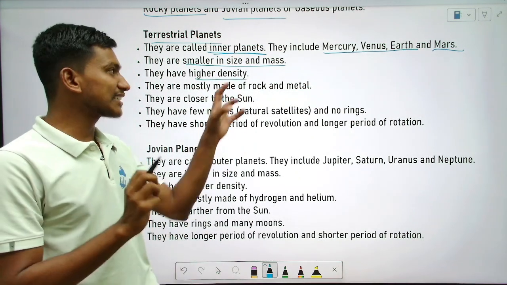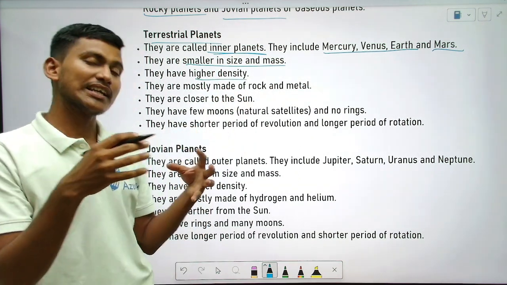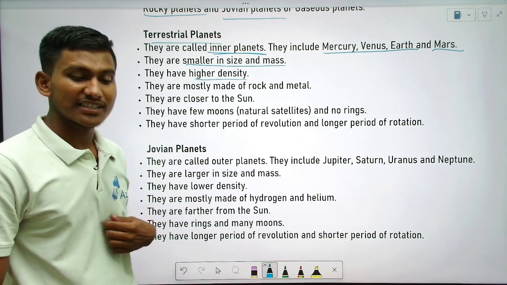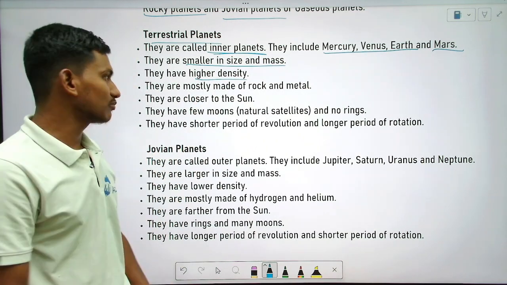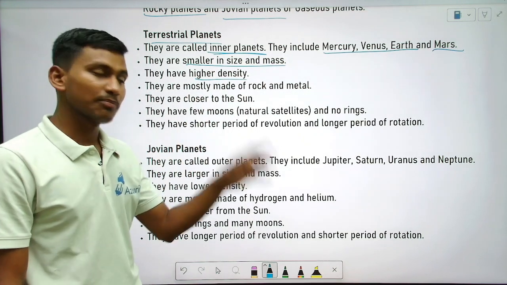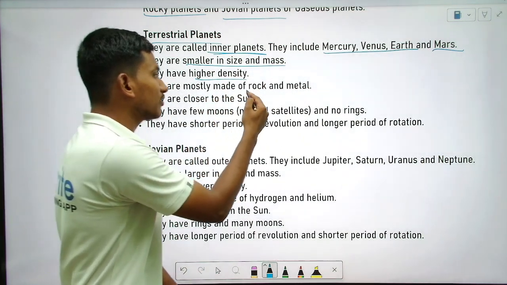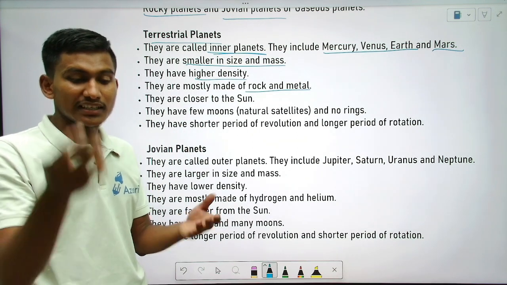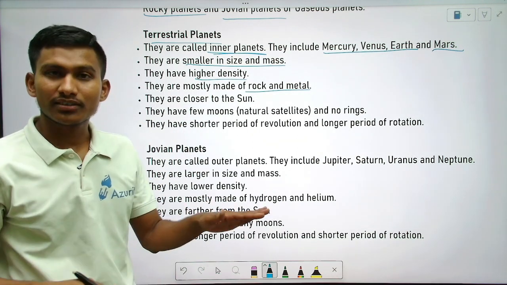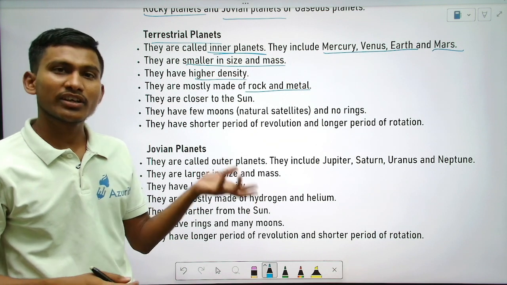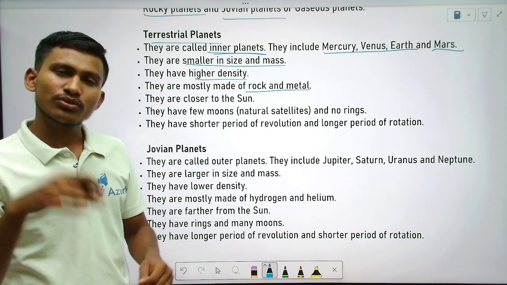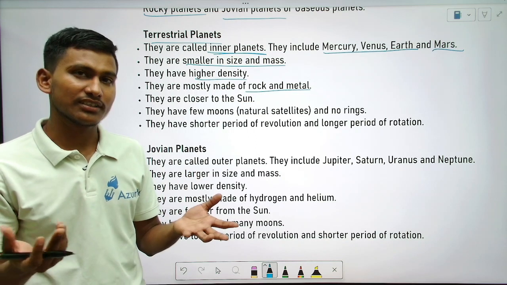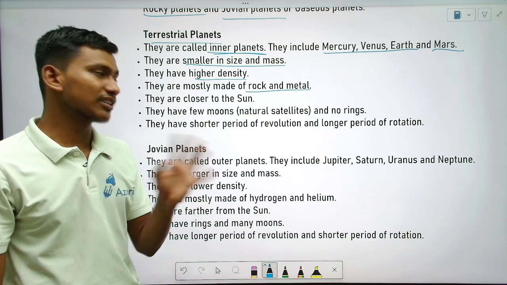Higher density means the packing of the material is a little higher. Compared to size, the weight is a little more compared to other planets. They are mostly made up of rock and metal. Rock you may see, right? The earth crust is rock and sand, everything. If you go deeper, the core is hot lava, isn't it? That is metal and everything mixed.